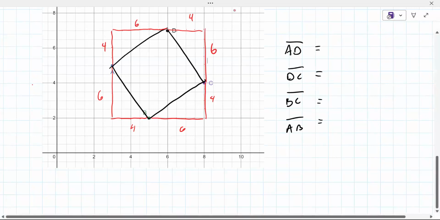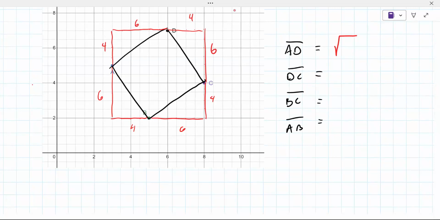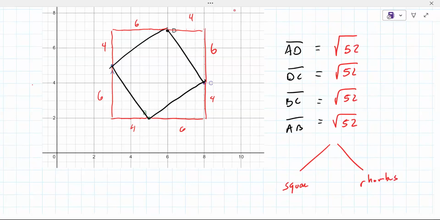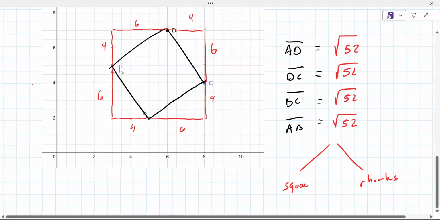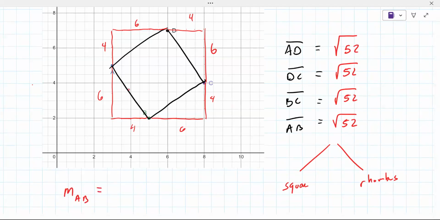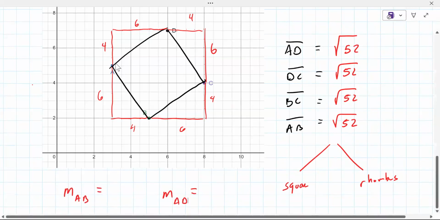If you use the Pythagorean theorem to find the hypotenuse in this case, they're all the square root of 52. So here's what that means. That means it's either a square or a rhombus. The way you determine that is from the slope. You need the slope from A to B and the slope from A to D, because if they meet at 90-degree angles, then it's a square. If they don't, it's a rhombus.